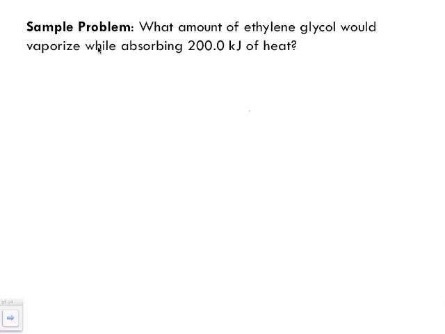Sample problem. What amount of ethylene glycol would vaporize while absorbing 200.0 kilojoules of heat? So the only information that we're given here directly is the 200 kilojoules of heat. That's our delta H. This is the amount of energy that it's absorbing, so because it's absorbing, it is considered endothermic.